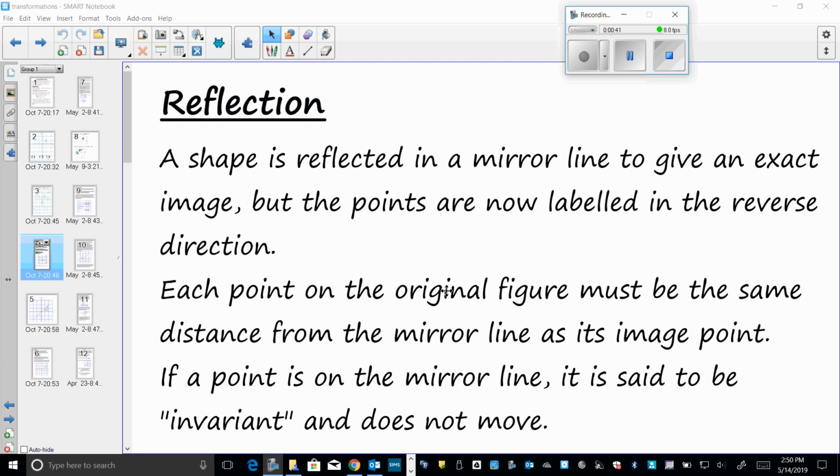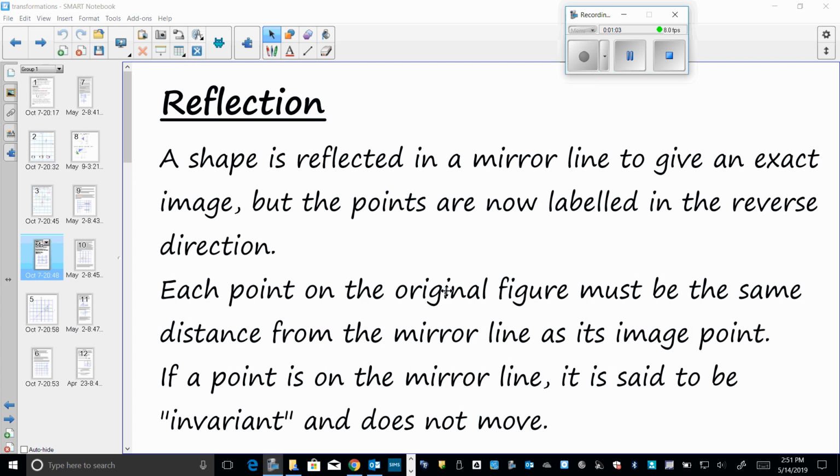Okay? That means that each point on the original figure has to be the same distance away from the mirror line as its image. Okay, so if you know what your figure looks like, you know where your mirror line is, you can count how many squares away you have to go to get to the mirror line, and then that same distance is going to be on the other side.